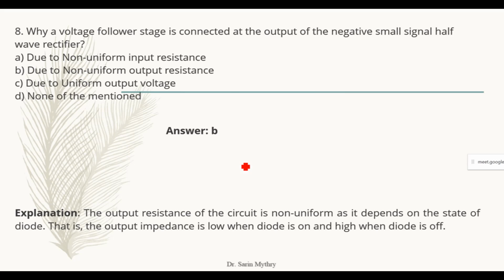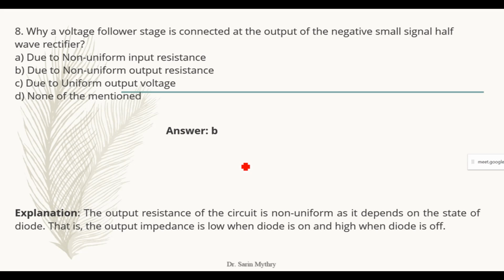Eighth one: why is a voltage follower circuit connected to the output of a negative small signal half wave rectifier? We know what a voltage follower circuit is. The main thing is that we obtain unity gain. It means whatever input is given, the output is the same as the input. The output is equal to the input, so the gain of the voltage follower is equal to 1. So let us see the options.